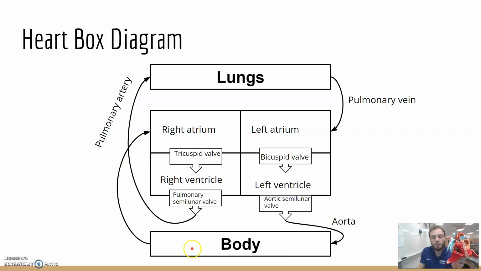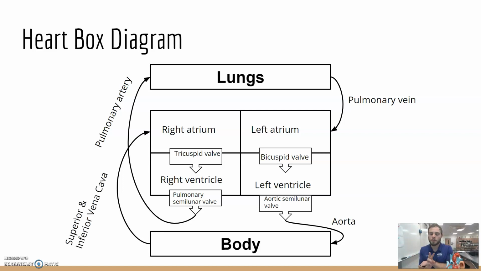Now the last one, once your body has used up that oxygen and that blood is returning back to the heart, it's going to pass through one of two different veins, but it depends on where in the body you are. So if you are above the heart, it's going to pass through the superior vein that we're going to talk about here, and if that body tissue is below the heart, it's going to pass through the inferior vein here.